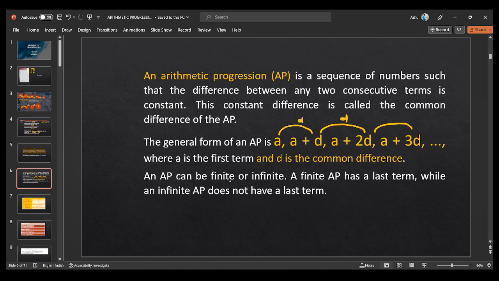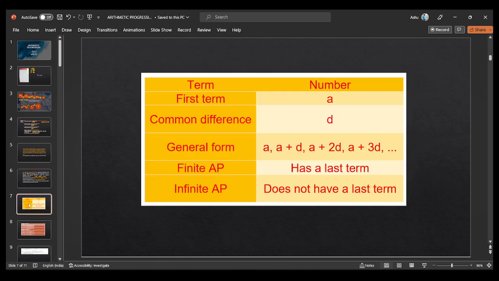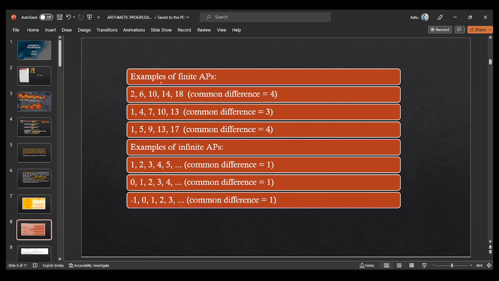So an AP can be finite or infinite, such that this table: first term A, second term A plus D, A plus 2D, A plus 3D, then the common difference is D. If this sequence is finite, then it has a last term. If it is infinite, it does not have a last term. Clear? Now let us follow some examples of finite AP.